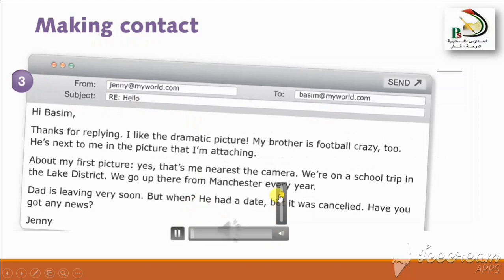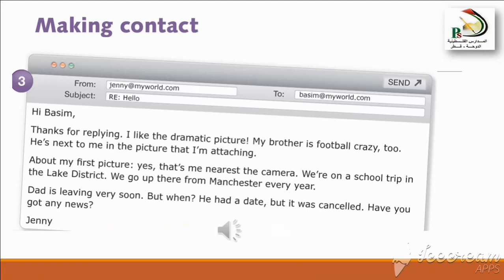3. Hi, Basim. Thanks for replying. I like the dramatic picture. My brother is football crazy too. He's next to me in the picture that I'm attaching. About my first picture, yes, that's me nearest the camera. We're on a school trip in the Lake District. We go up there from Manchester every year. Dad is leaving very soon. But when? He had a date, but it was cancelled. Have you got any news?